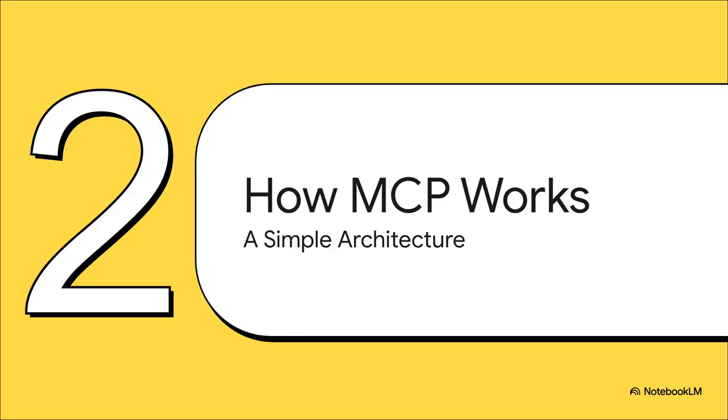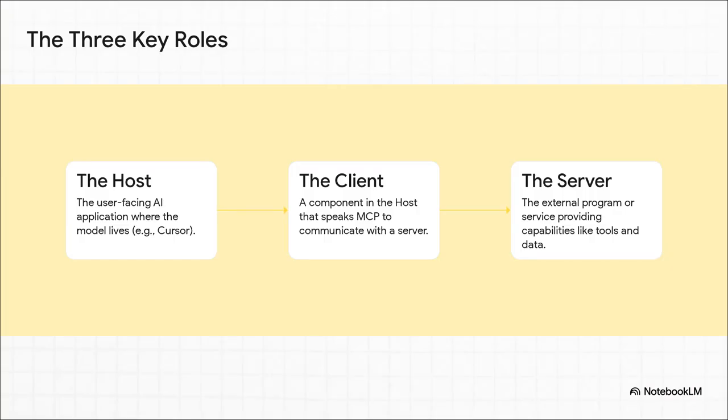Okay, so we get the why. It makes everything way, way simpler. But how does this thing actually work under the hood? Let's take a quick look at the architecture. It really boils down to 3 main players. First, you've got the host. This is the app you're actually using. Think Claude Desktop or the Cursor code editor. Then you have the client. You can think of the client as the messenger. It sits inside the host and it knows how to speak the MCP language. And finally, there's the server. This is the external toolbox where all the cool extra functions live.